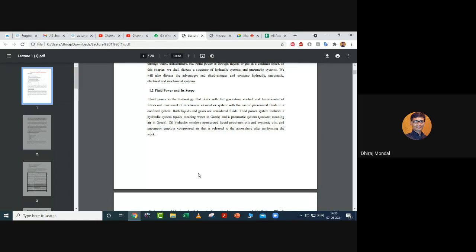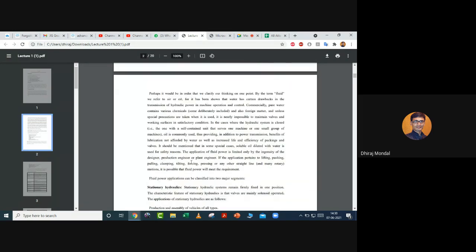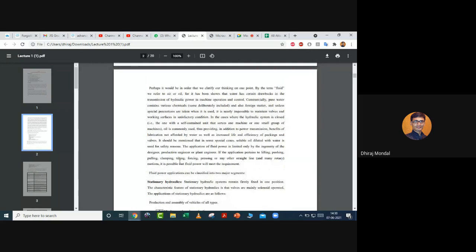So fluid power system includes a hydraulic system, where in the Greek word hydra means water, and pneumatic system, where pneumatic means air. Oil hydraulics employs pressurized liquid, petroleum oil and synthetic oil, and pneumatic employs compressed air that is released to the atmosphere after performing the work. I hope up to this it is clear what we are going to discuss here.